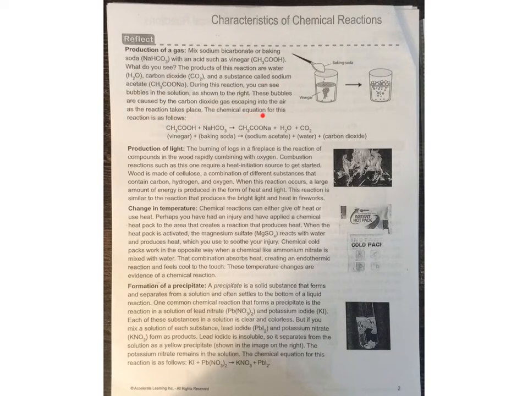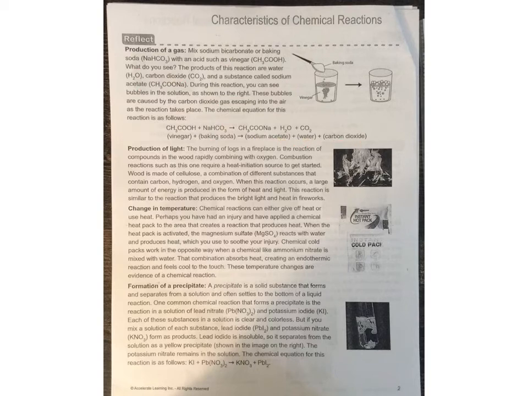The chemical equation for this reaction is as follows. So here you see the chemical equation for vinegar plus the chemical equation for baking soda. So these are the reactants, and then here are the products: sodium acetate, water, and carbon dioxide.